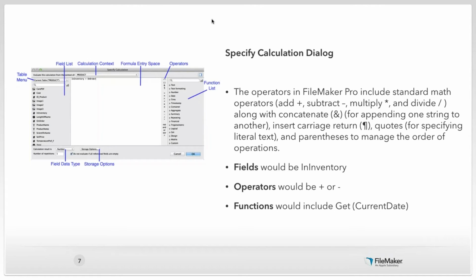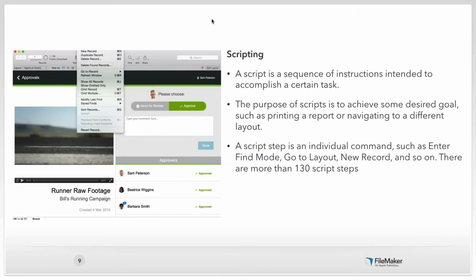Let's have a look at scripting in a bit more depth then. So scripting is a sequence of events. You could actually go into the product and do an awful lot of the scripting steps manually, as the screenshot is showing. You can do new record as a script, refresh the window, go to a record, sort the records, and so on.